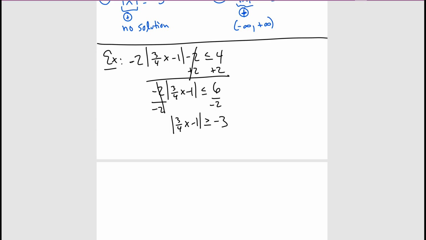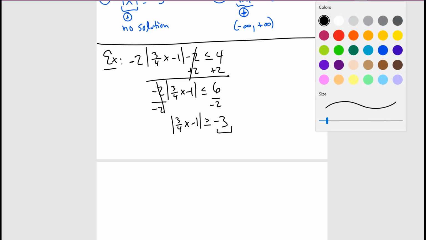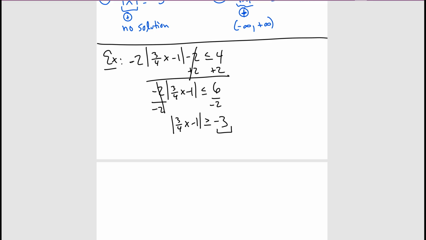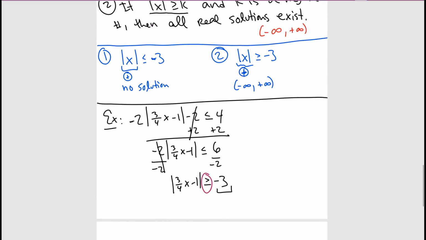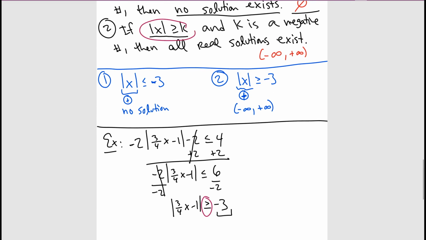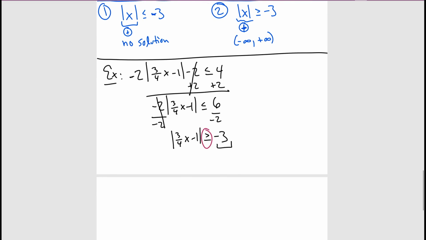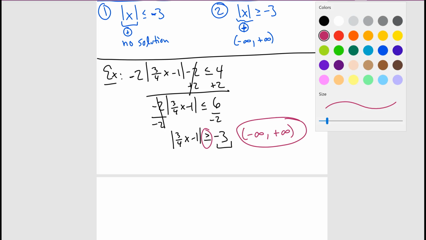Okay, now notice there's a negative here. So is it going to be no solution or infinitely many solutions? Well, let's look at the cases. Since we have a greater than sign, greater than a negative number, this is going to be case 2, because in case 2 you have greater than a negative number. When that happens, you have all real solutions. So here you don't even need to do the problem at all. This is going to be negative infinity to positive infinity. That is the answer. You don't need to do anything. It's just a special case.